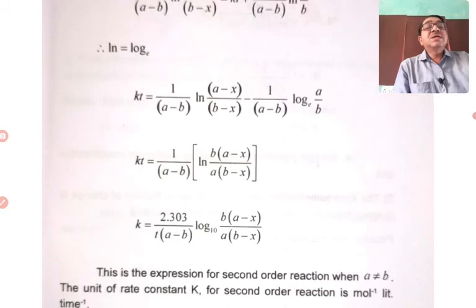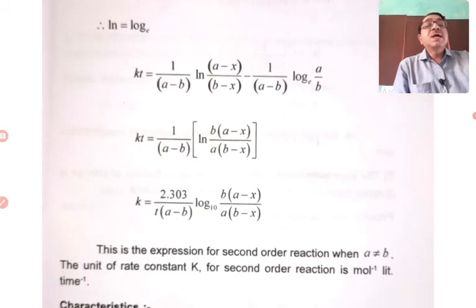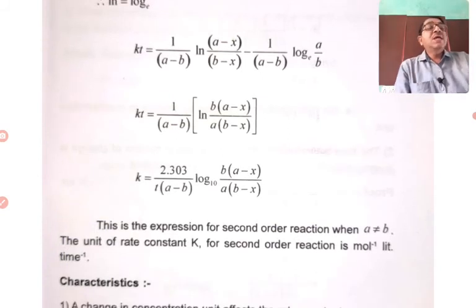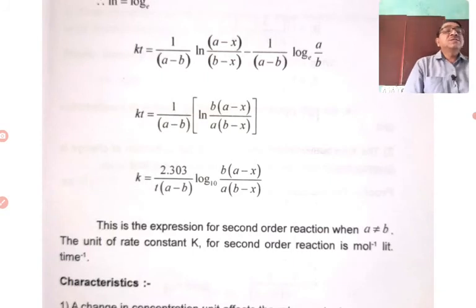So after simplification, the k value, or simplified form of this equation, becomes k is equal to 2.303 divided by t into (a minus b) log to the base 10 of b into (a minus x) divided by a into (b minus x). So this is the expression for second order reaction with unequal concentration of reactants. The unit of rate constant K for second order reaction is per mole liter per time. So this again is a formula we have to remember.